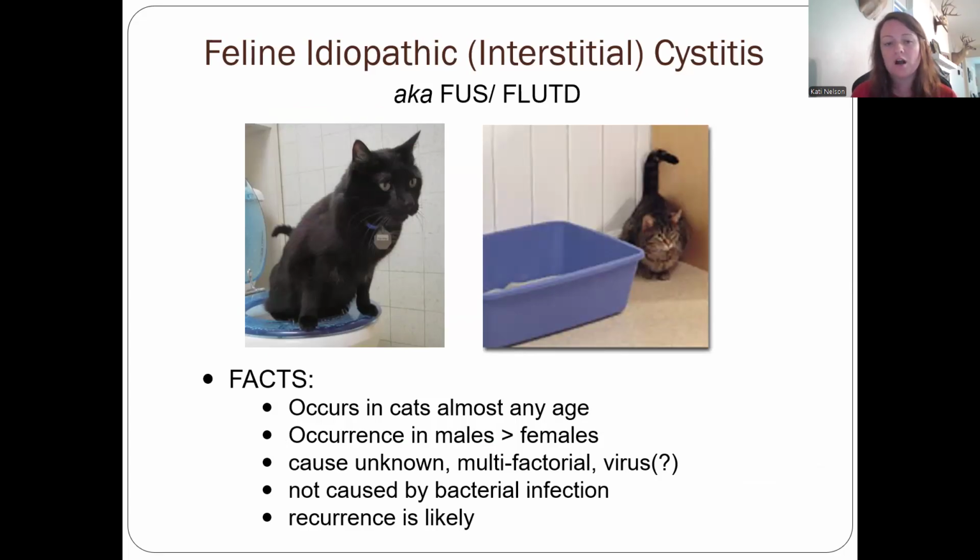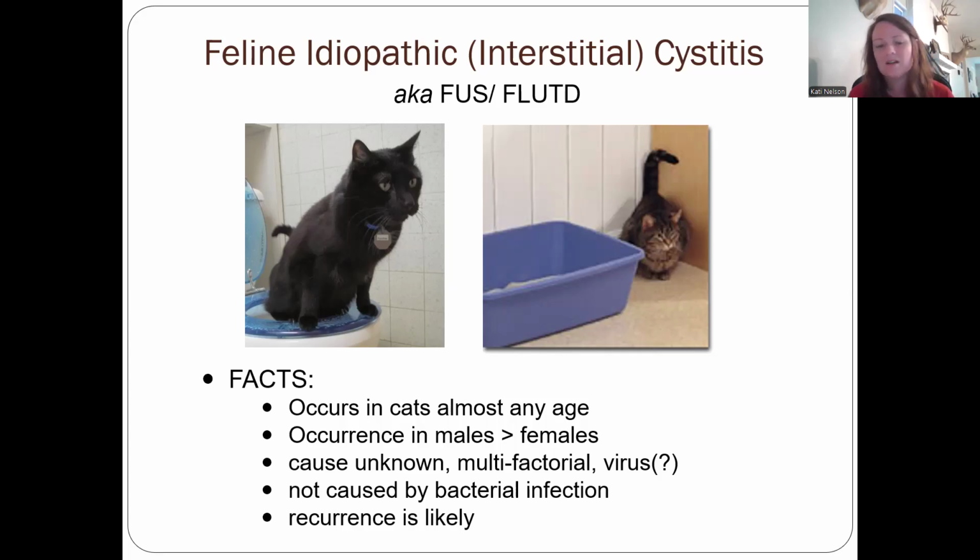So the facts here: it occurs in cats of any age, really, usually boy cats more than females. The cause is really unknown, but they're leaning more toward it being stress. So what happens is these kitty cats end up getting stressed and then their bladder becomes very inflamed. And so now they're going to start responding by urinating outside of the box or in inappropriate places. It's not caused by a bacterial infection. It's really rare that a cat has an inflamed bladder caused by bacteria. It's more likely that it's going to be idiopathic, so we don't know what causes it, right?